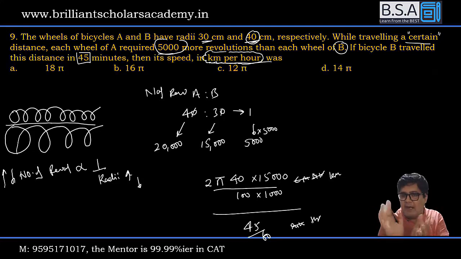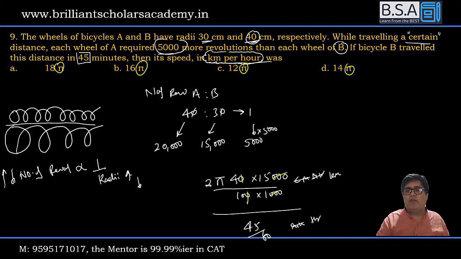So now I am getting a feel. This is going to be my speed of the cycle. Here, cancel zeros. Do not rearrange pi. Your answer option is in the form of pi. Don't rearrange pi. 3 zeros and 3 zeros are gone. 1 0, 1 0 is gone.